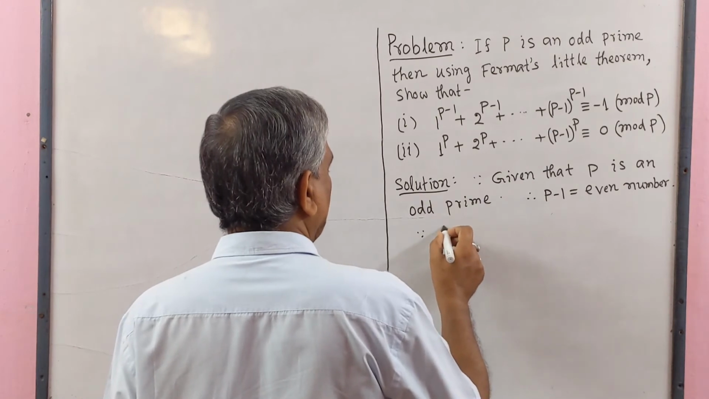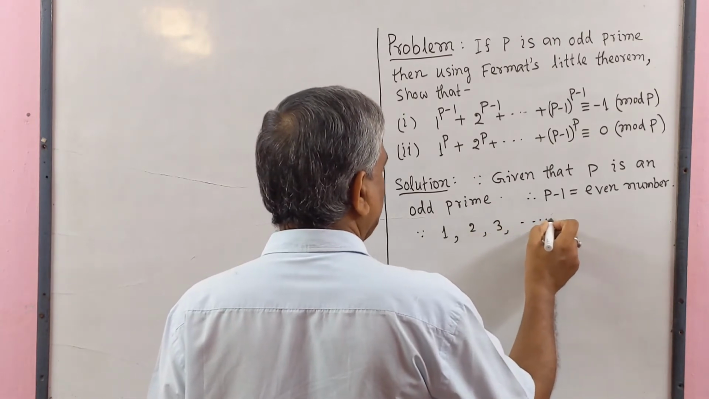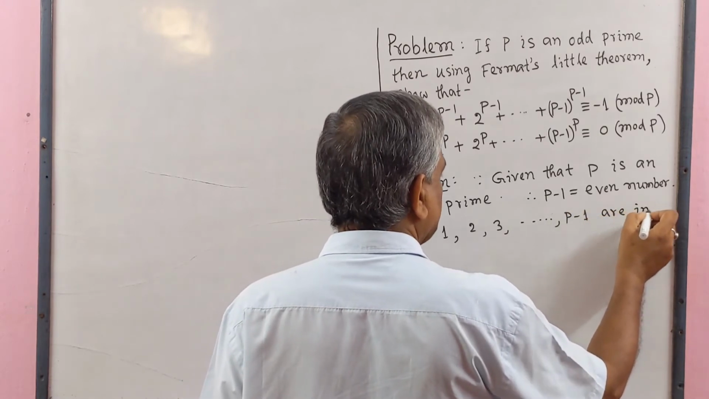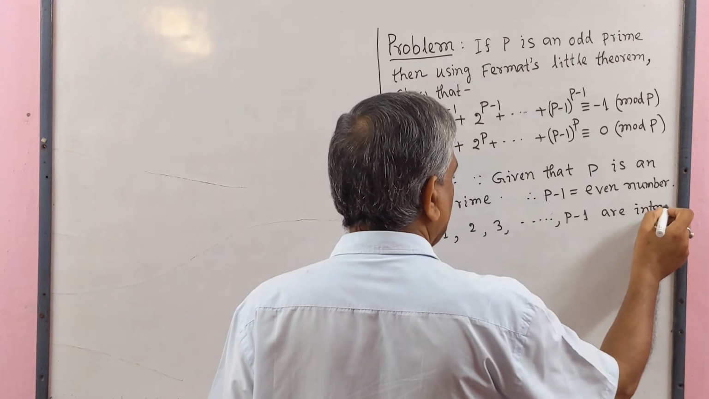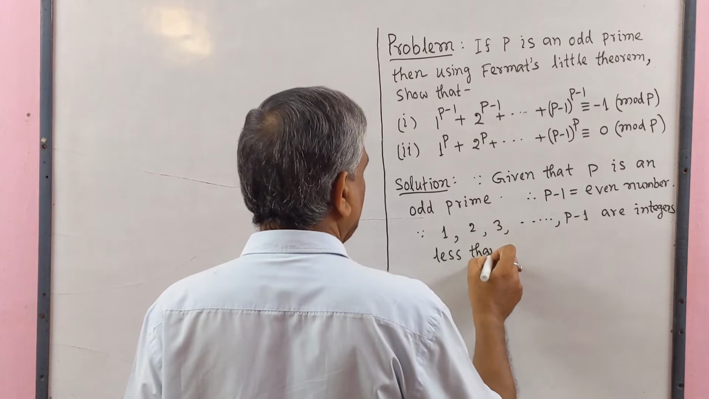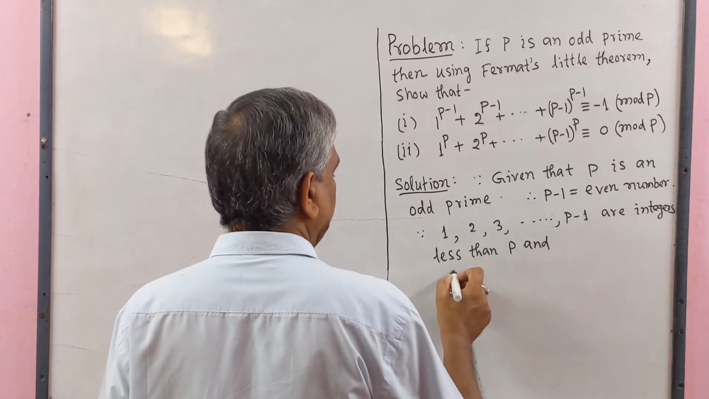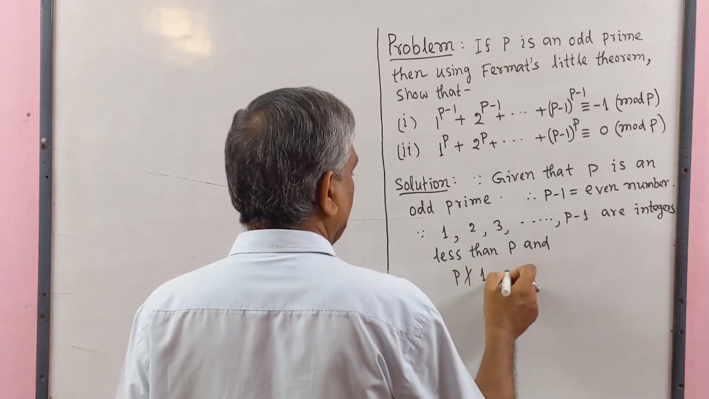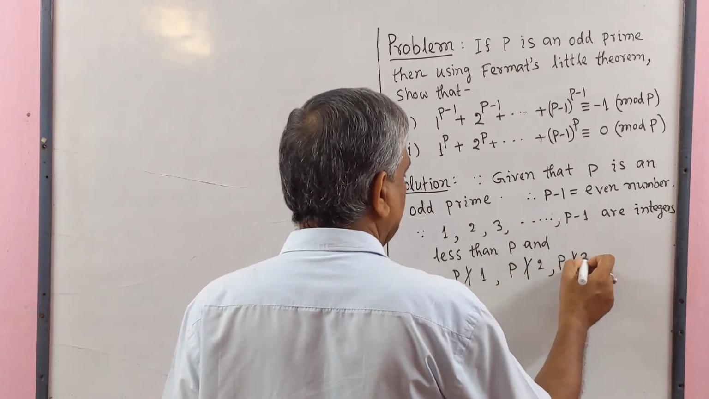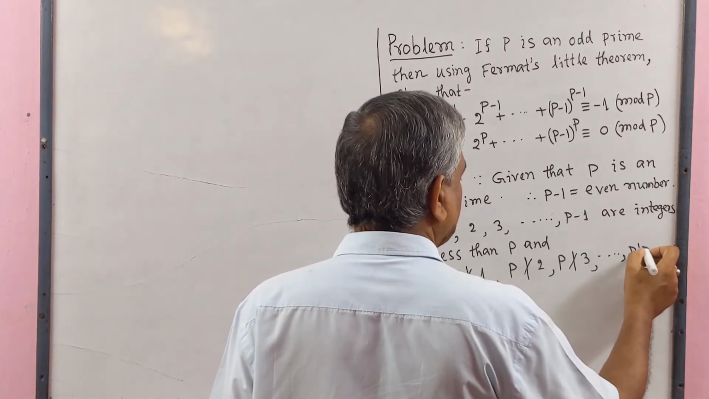Since 1, 2, 3, ..., p minus 1 are integers less than p, and p does not divide 1, p does not divide 2, p does not divide 3, ..., p does not divide p minus 1.